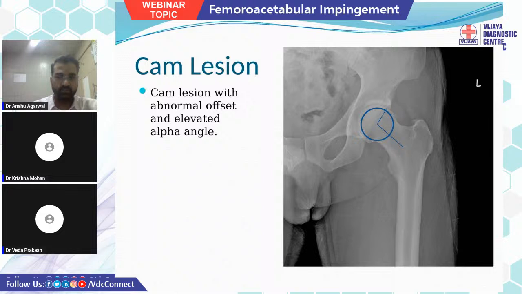We draw a best fit circle, and then we draw a straight line along the head-neck junction, and then we draw another line joining the center to the superior part, to where the bump starts. Now, if this alpha angle is more than 55 degrees, it has high significance that this osseous bump will cause damage to the acetabular labrum.